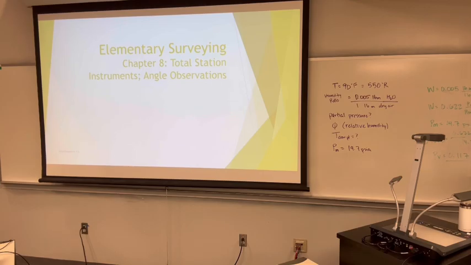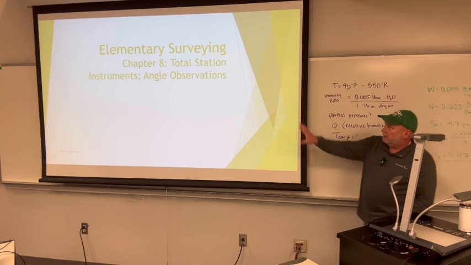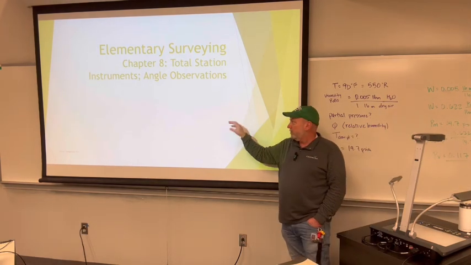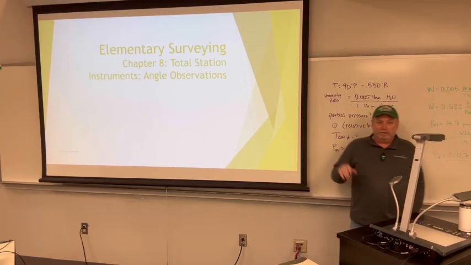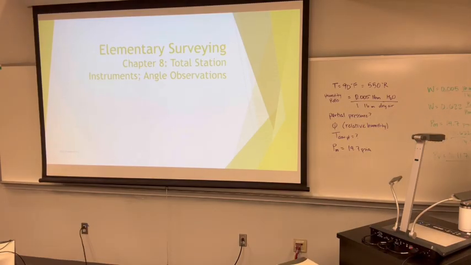Chapter 8 is chapter 9 in our elementary land surveying book. I've got a little slide presentation for chapter 8 and chapter 9 I'd like to run through. And as you can see, I've tried to dress it up, add some color. I even put some pictures in it. So it's like trying to dress up my world famous boring PowerPoints. So chapter 8 talks about total station instruments, angle observations.